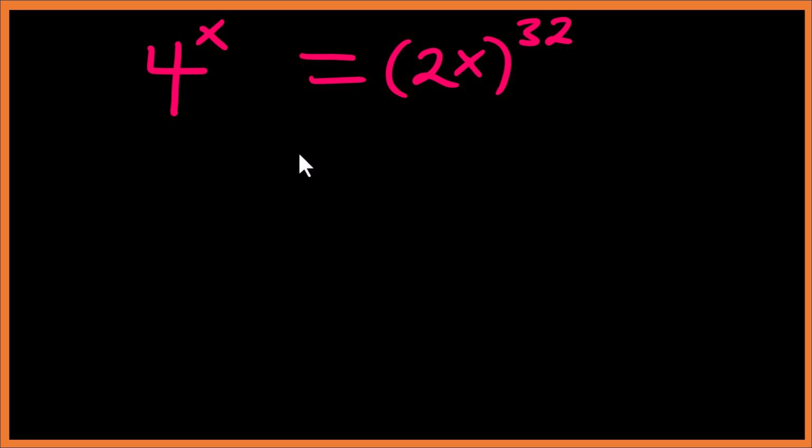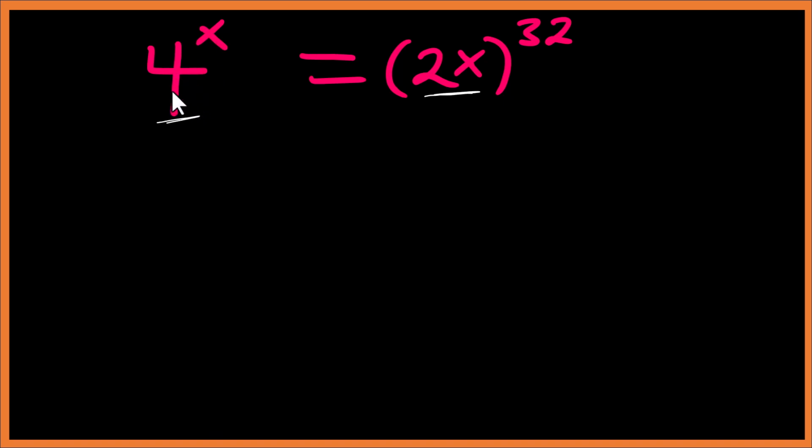Let's solve this question together. Now we are given 4 exponent x equals 2x exponent 32. Now we have 2x here. Okay, can we change this one so that we get 2x here?